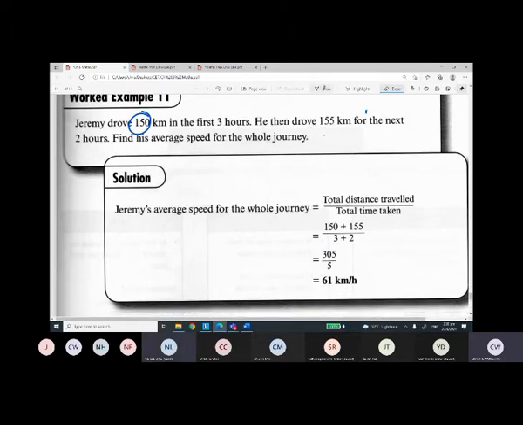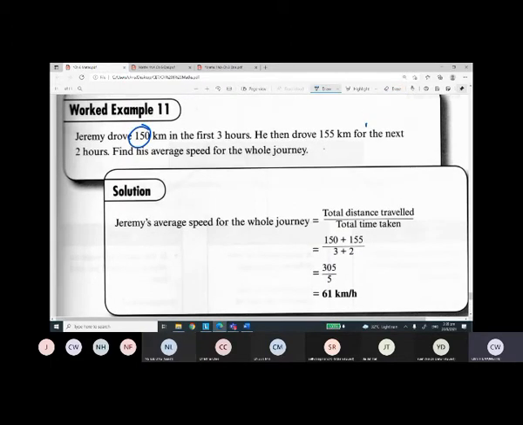You take 150, because the speed is the first one. The speed is S equals D over T, right? It will be 150 divided by 3. That will give you a speed of 50 kilometers an hour. Okay, that's the first one, right? Then the second one. Second one will be S2.